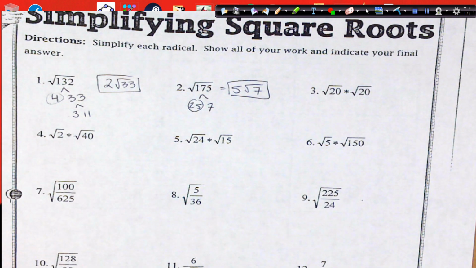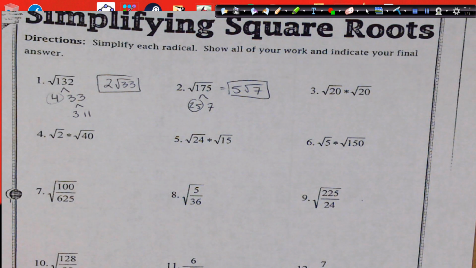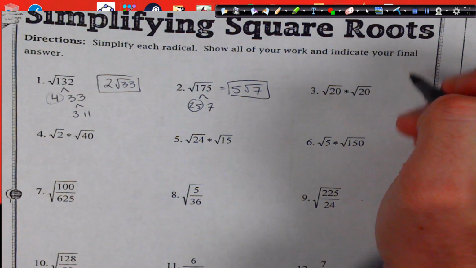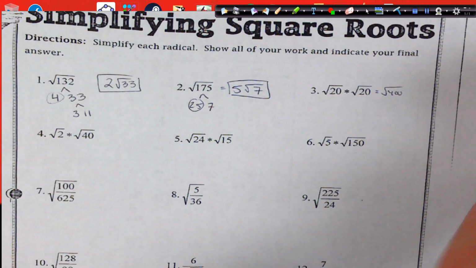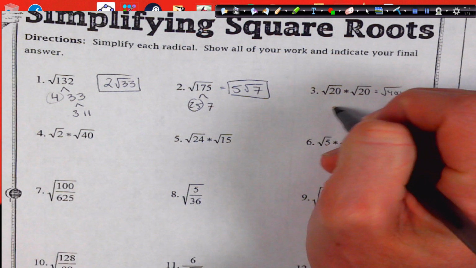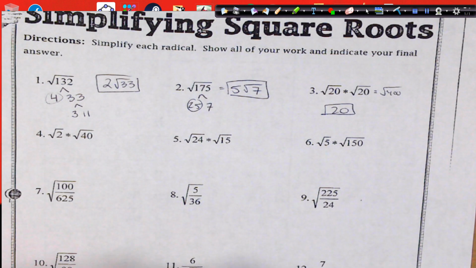Okay. Number 3, radicals, when you multiply each other and they're the exact same, you actually get that number, because you basically get rad 400, but that's just 20 times 20, so the answer for number 3 is just 20.